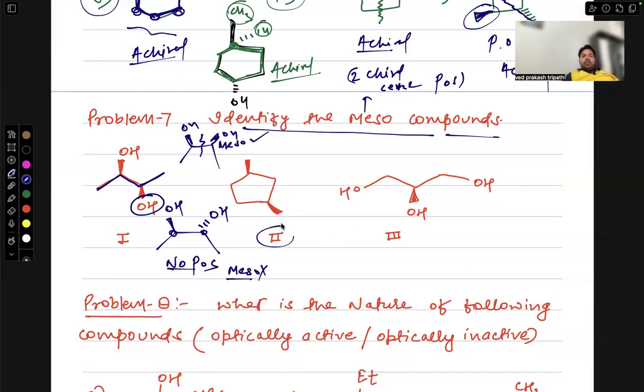What about the second one? We have 2 chiral centers and there is a plane of symmetry. So meso. Make sense?